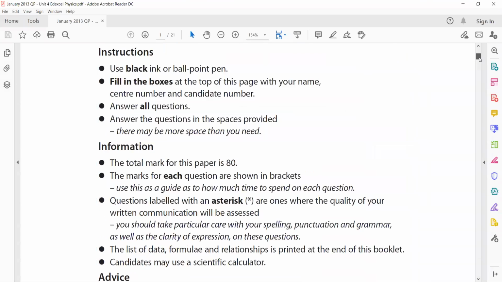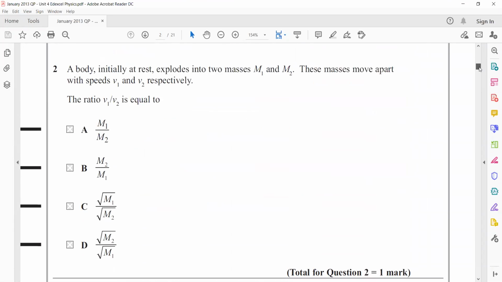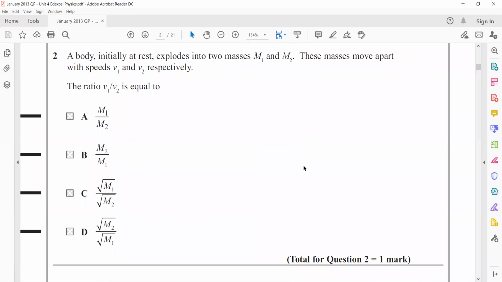Question 2. What could be the answer? A body initially at rest explodes into two masses. These masses move apart with speeds v1 and v2. The ratio of v1 over v2 is equal to what? You can use the principle of conservation of momentum.